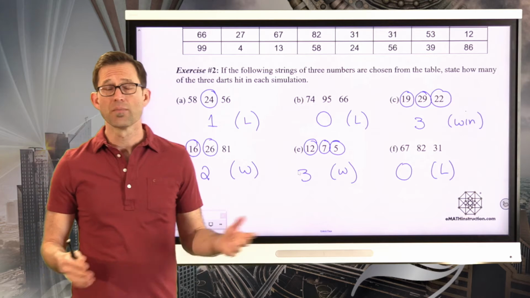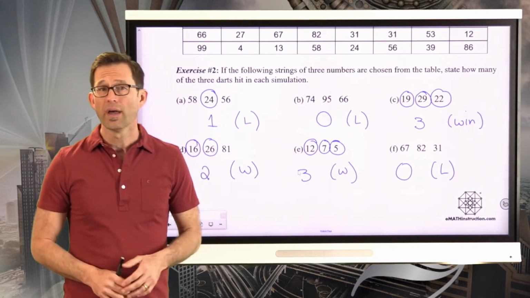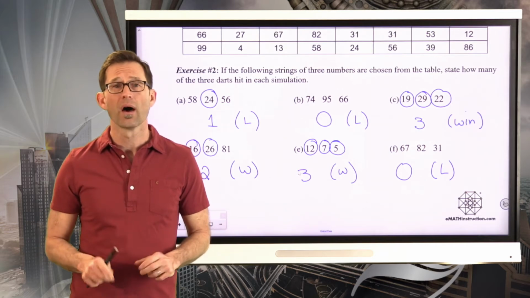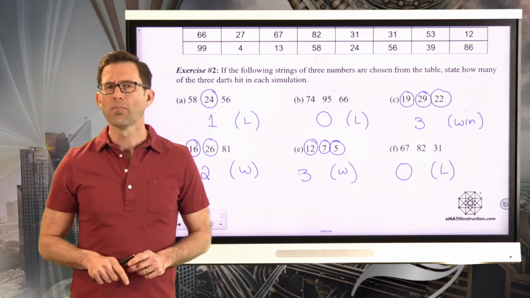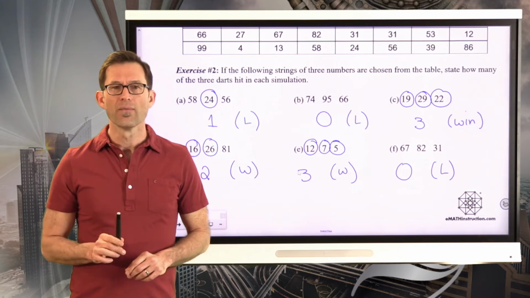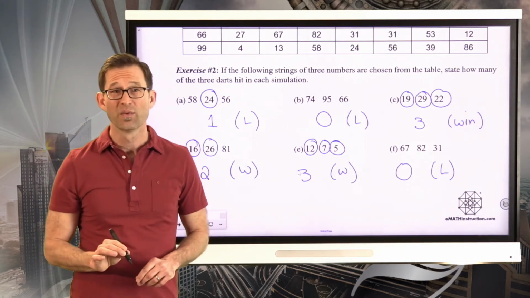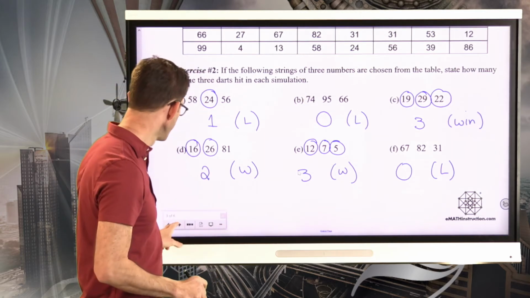So it almost seems like it should be 50-50. Do you know what I mean? If I get 0 in or 1 in, I lose the game. If I get 2 in or 3 in, I win the game. But again, keep in mind, on any given dart, there's only a 30% chance that that dart, randomly thrown, lands in the shaded area.